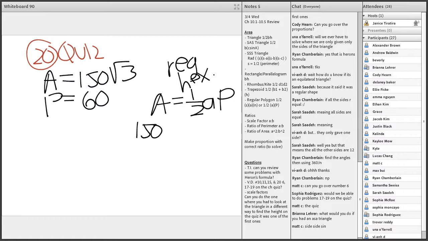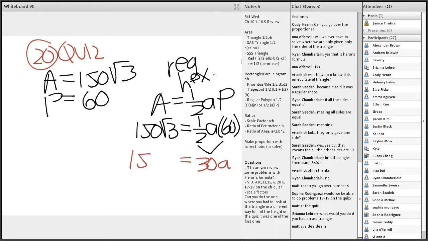So 150 rad 3 goes on the left, 1/2 on the right, A on the right, and 60 on the right. So let's figure out what's half of 60. That's 30. And then there's the apothem, little a. And then I'm going to do algebra to solve for a. So I'm going to divide both sides by 30.